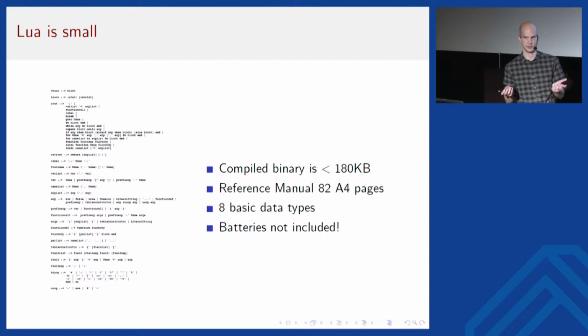full Lua package, including all standard libraries. You can reduce that size considerably by removing libraries or removing the parser if you only ever need to execute from bytecode. The reference manual is only 82 pages, and that actually includes the complete reference for the complete language, all the standard libraries, and the complete C API.